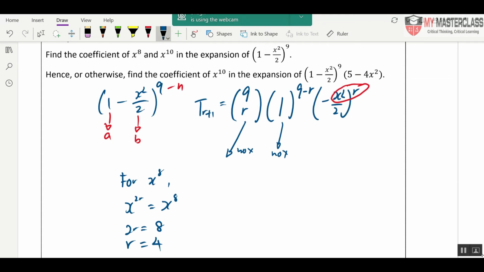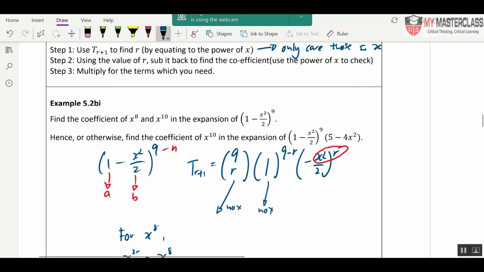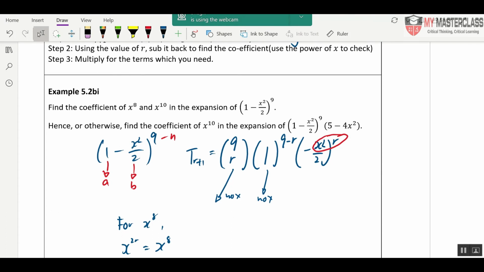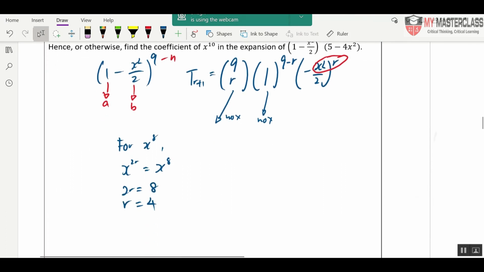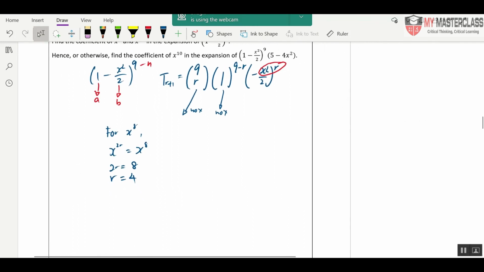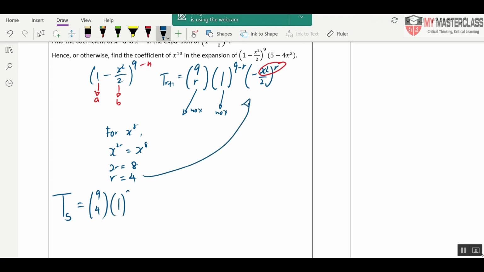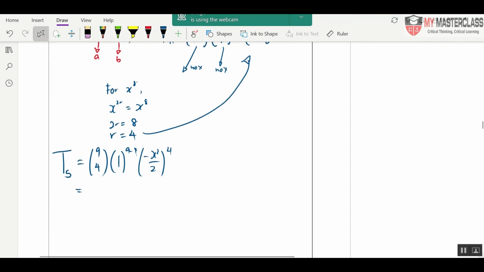Okay, so once I get r equals 4, step 2 says using the value of r, sub it back to the coefficient. Sub it back to find the coefficient. Okay, so now I sub it back. So my r equals 4 means this is t, 4 plus 1, 5, is equal to 9 choose 4, put everything back into here. Okay, 1 to the power of 9 minus 4, this one you should know is 1, and then negative x squared over 2 to the power of 4. Okay, use your calculator, key in the things.